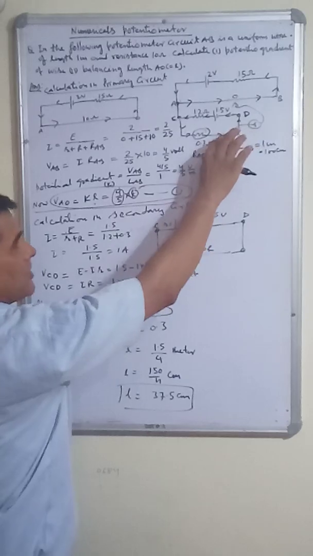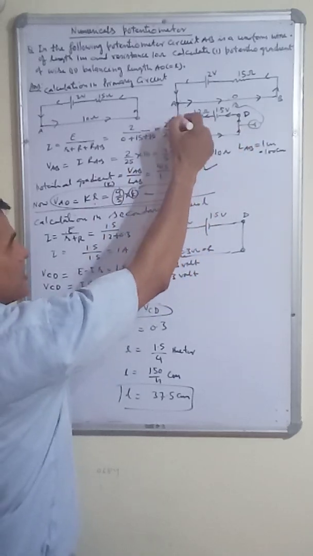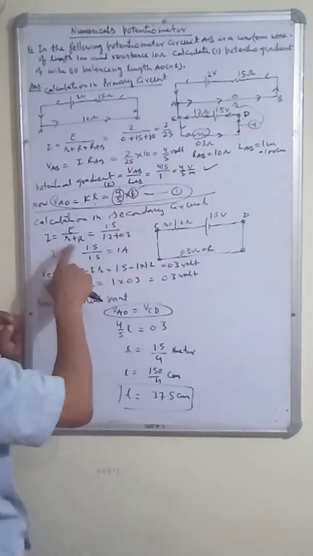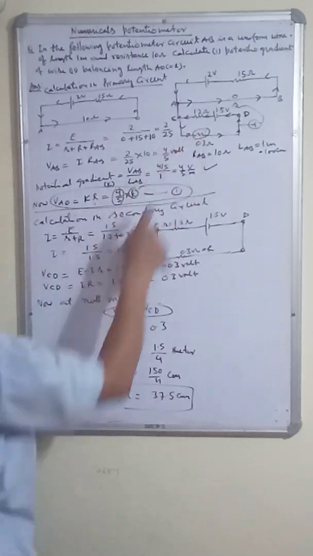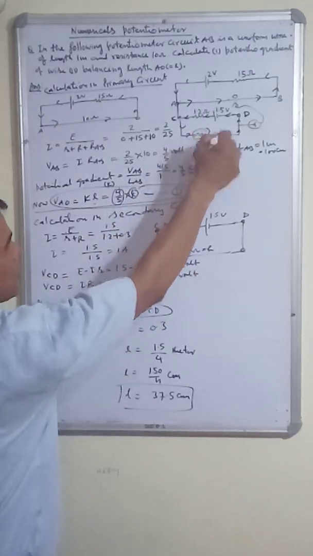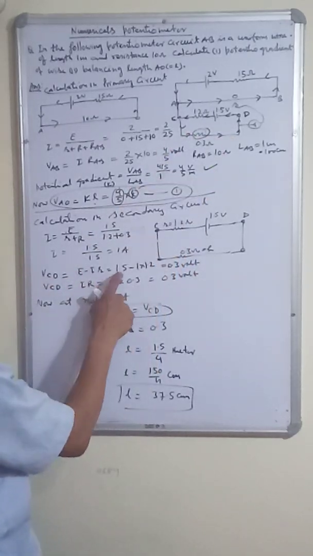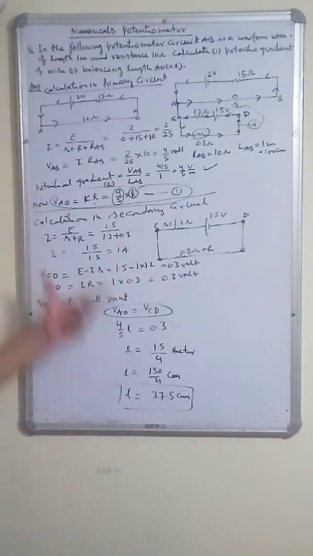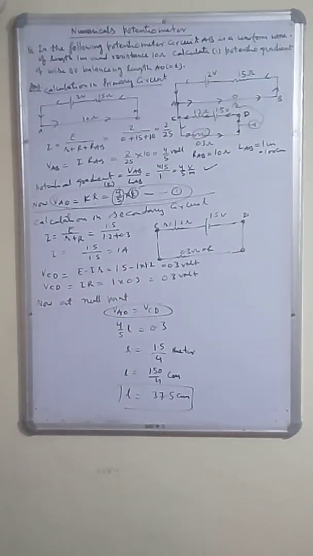But if it is not here, in some numericals it is not there, then no current will pass through here. I will be 0. Then V is equal to E. It will be equal to 1.5. Suppose 0.3 would not be here, then this VCD will be equal to 1.5. So then you can also solve this question. Okay, so these are very important from the point of view of potentiometer numericals.